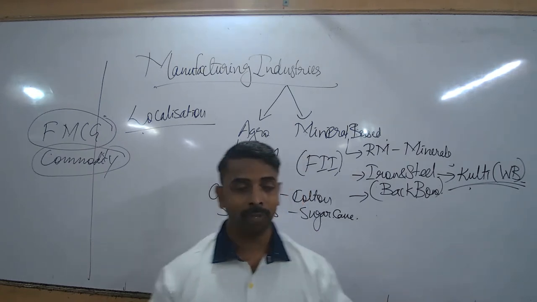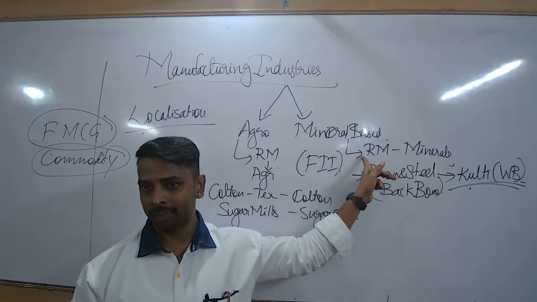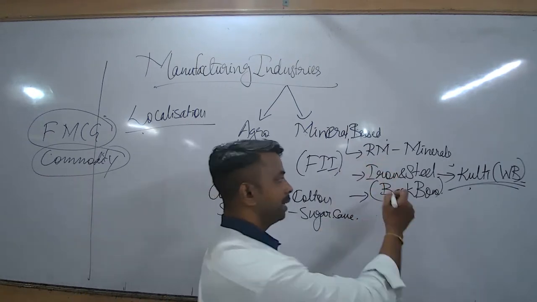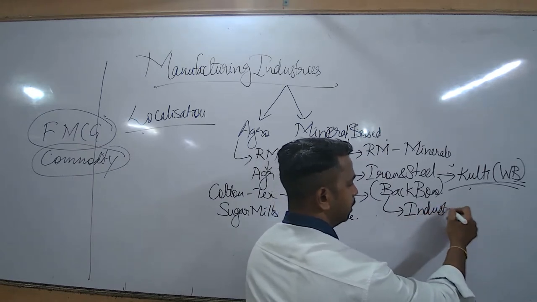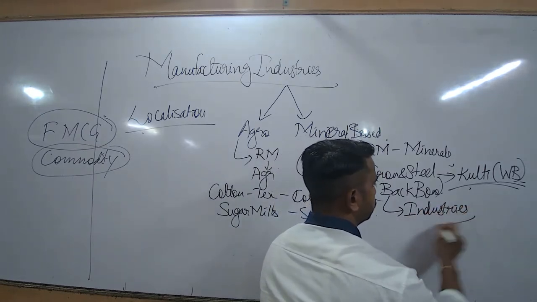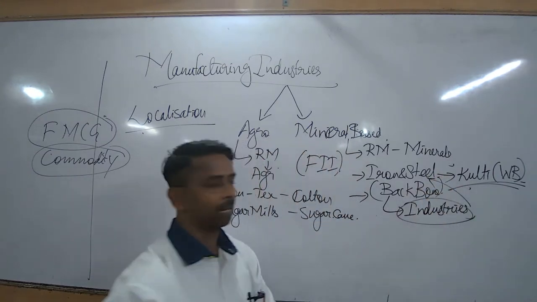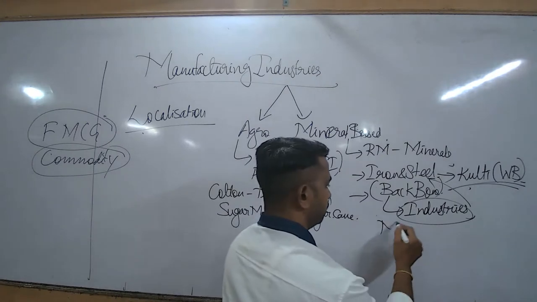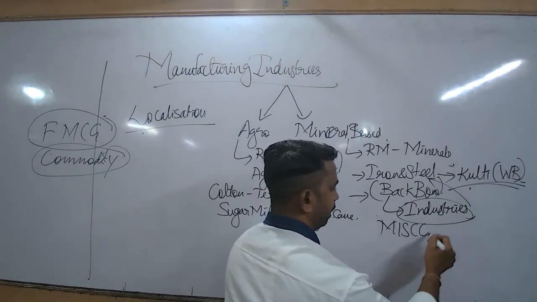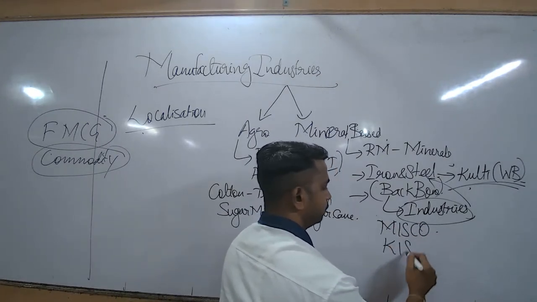So this is what we are talking about, the iron and steel industry. So what is iron and steel? Without which our industries cannot even be thought of. Why? Because everything an industry requires comes directly or indirectly from iron and steel. So I will be discussing many industries which are not there in the textbook, but I can give you all that stuff.